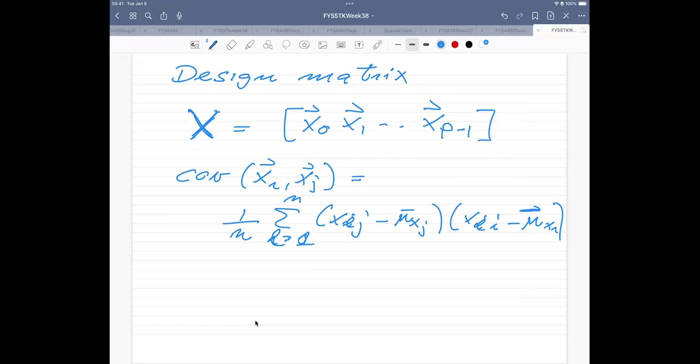Since these are vectors, you can write what we are going to call C of X. Every one of these is just a number, and it measures the degree of correlation between the data sets in each column. If they are uncorrelated, then the covariance is exactly equal to 0.